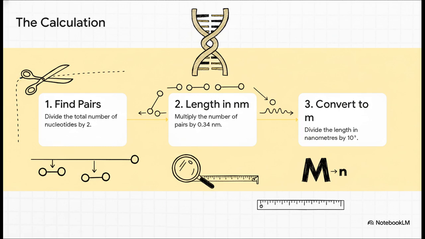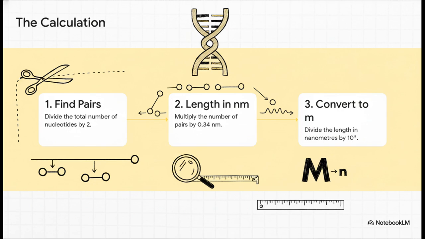Step 1, we need to find the number of pairs. The question gives us the total number of single nucleotides, 1.2 times 10 to the 10. So to get pairs, we just slice that number in half, which gives us 6 times 10 to the 9 pairs. Step 2, we calculate the total length in nanometers. We take our number of pairs and multiply it by that magic number, 0.34. That works out to 2.04 times 10 to the 9 nanometers.